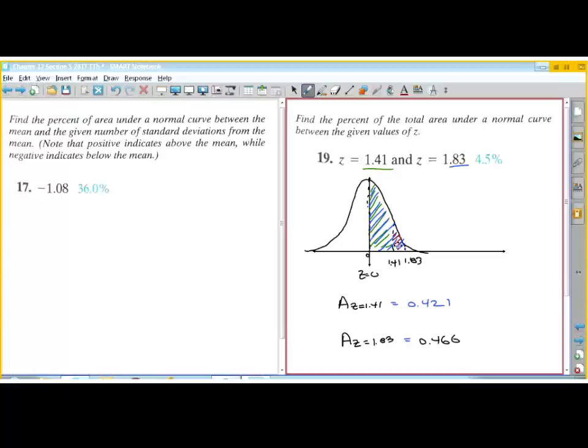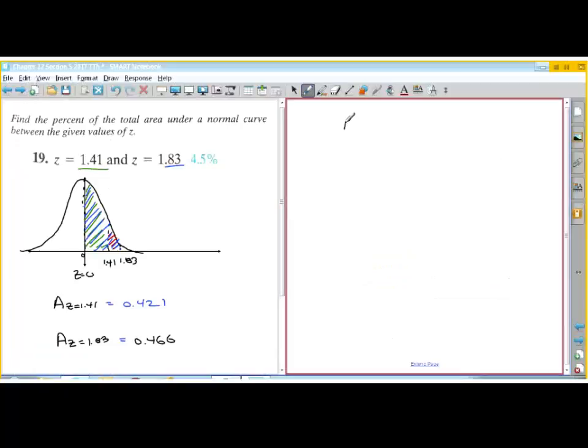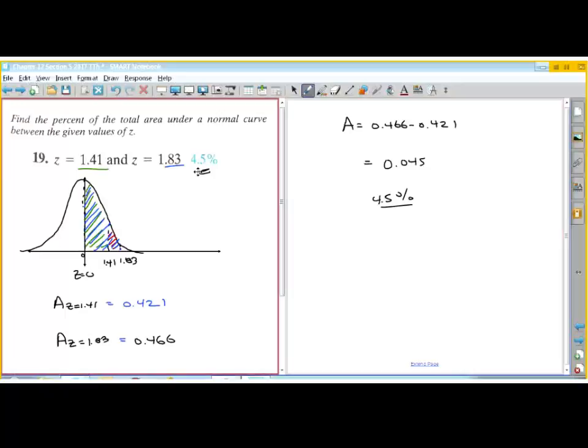So it's 0.466. Because I'm looking for the red area, I'm going to subtract the green area from the blue area. So if I take the difference in those two values, you're like, which one do I subtract? Well, it doesn't really matter because you always have to end up with a positive area, so it's the one that gives you the positive value. If you subtract the wrong one, you'll get a negative number, and you'll say, oh, I made a mistake. I'll make that positive, or I'll go change what I did. So I take 0.466 minus 0.421, and I get 0.045, or 4.5%, which is the answer that we got over here.